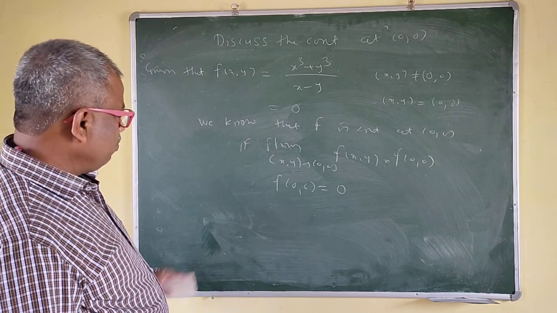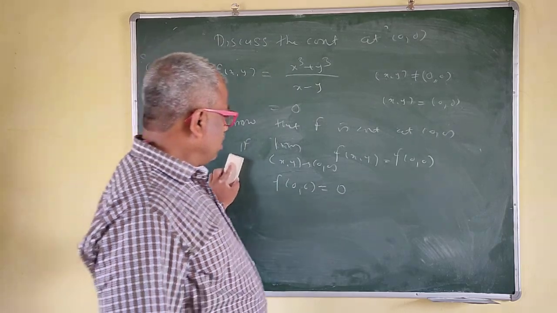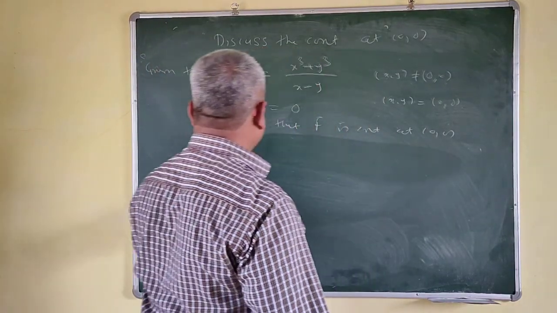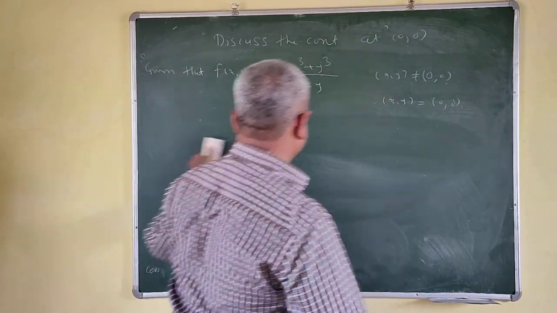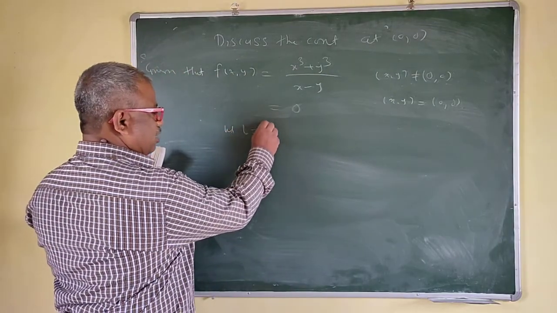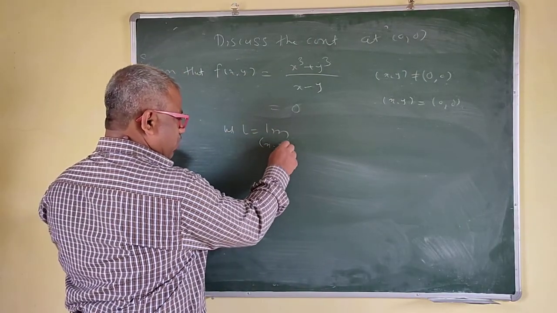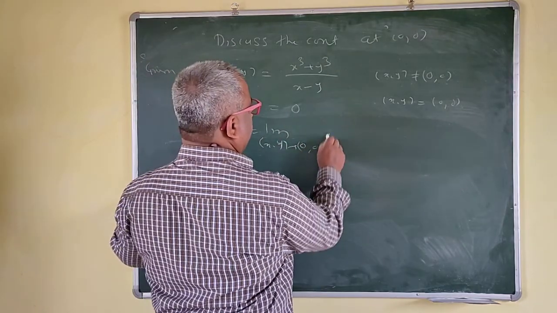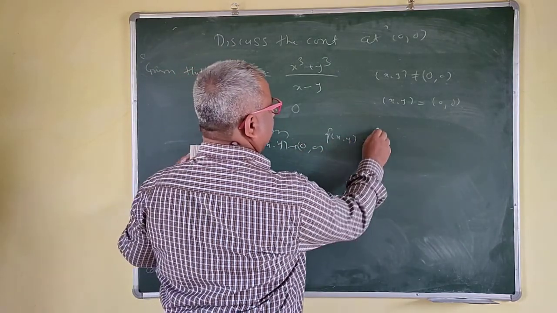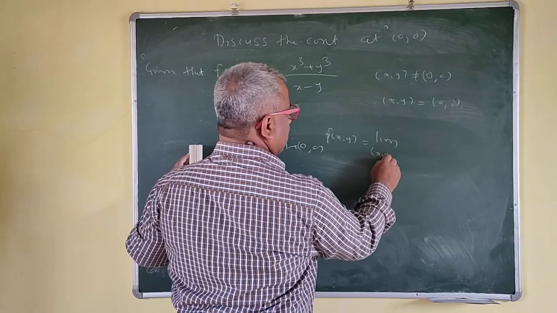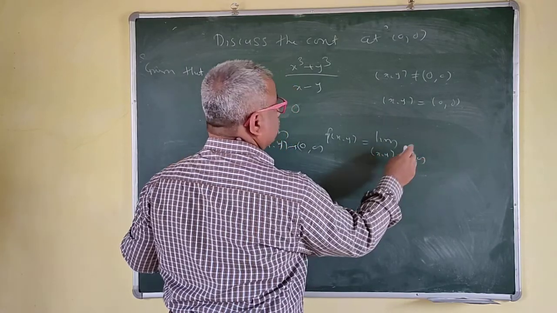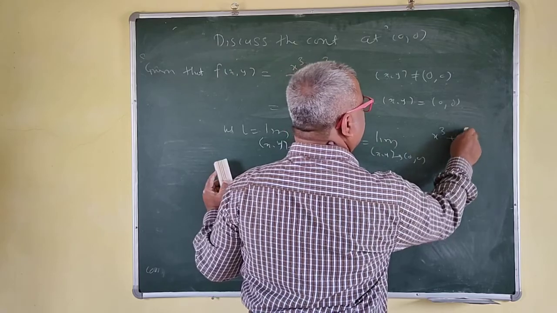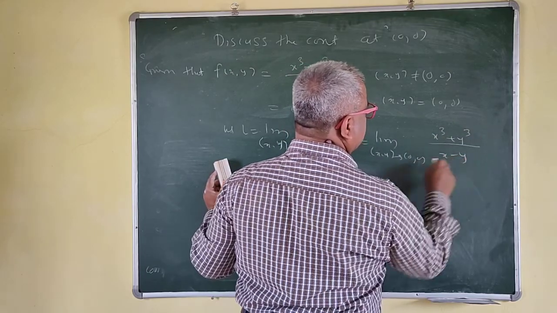So what do we do now? We will check, we will find out the limit now. So let L be equal to the limit as xy tends to 0, 0 of f of xy. We will write the value of this: the limit as xy tends to 0, 0 of x cube plus y cube upon x minus y.